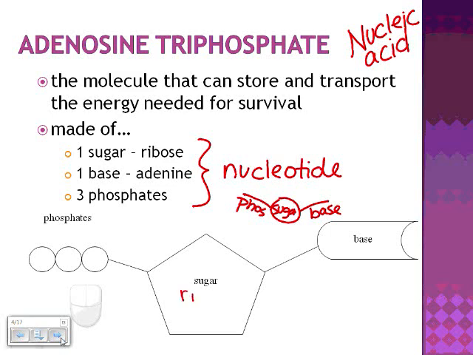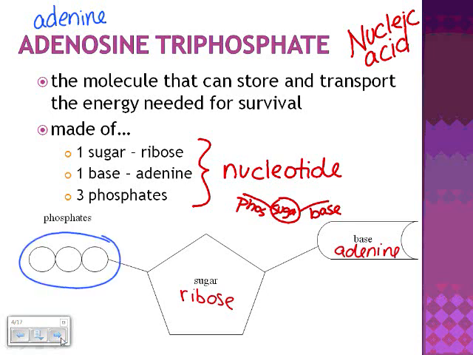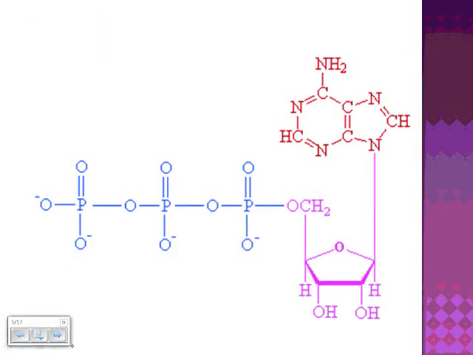Our sugar, which is ribose, is the center anchor point. Our base, which is always adenine, it's important for us to notice that. Notice that adenosine is based off of the base component, and then our three phosphates, triphosphate. This is just a structural picture of ATP.